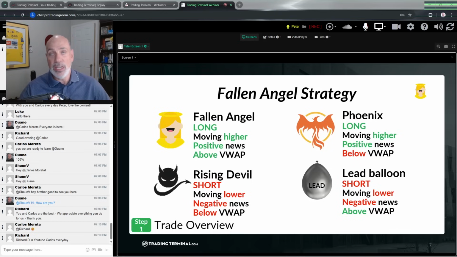The fallen angel is long based. It's a stock that's moving higher on positive news that is above the VWAP. As opposed to the rising devil, for example, which is a short-based trade that's moving lower on negative news below the VWAP. And then you can see the Phoenix and the lead balloon described trades here. Those are the criteria that I look for.